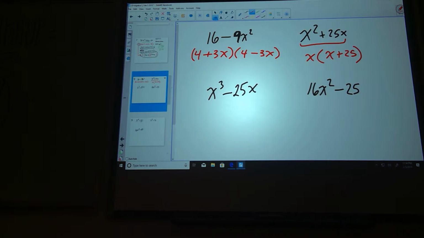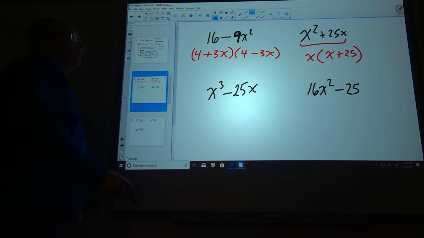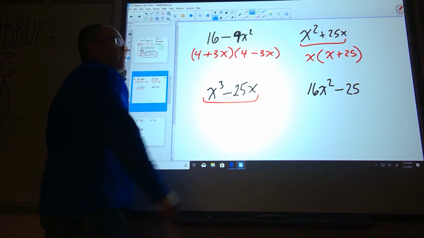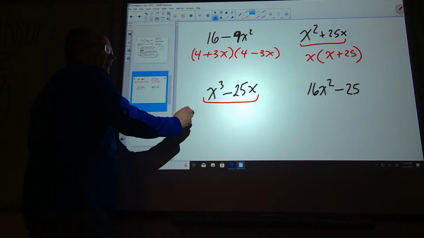What about that third one? What do I have in common between them? There's a subtraction sign. So what should I factor out? What do I have in common here? X.